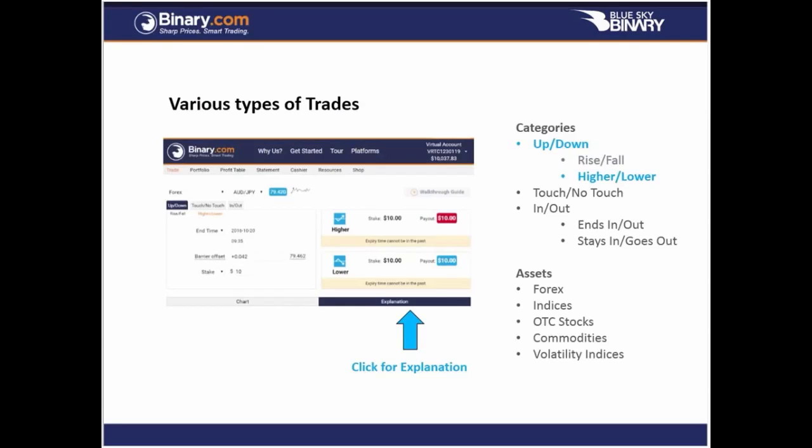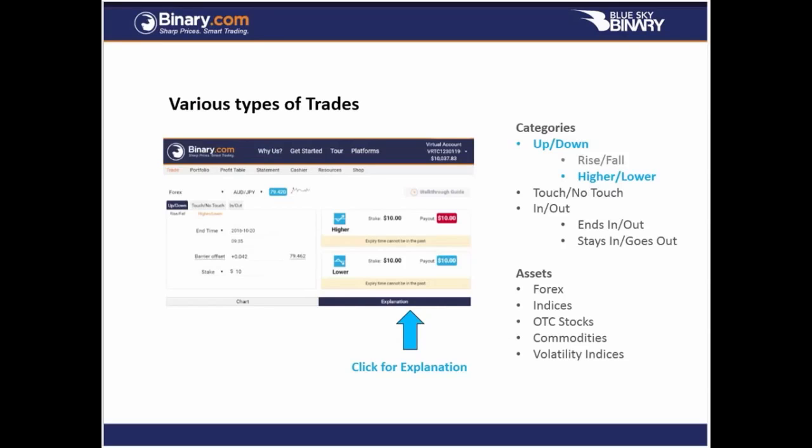Well, that's really simple, because for the rise and fall, you select the entry price by the moment you open the trade. So you open your trade at the current price, and so your trade will be won or lost depending on the movement of the price after you open the trade. For the higher and lower, it's different because you can select what the price is.